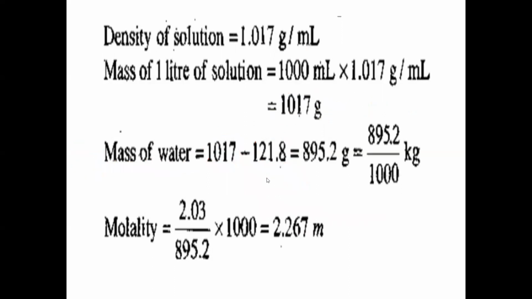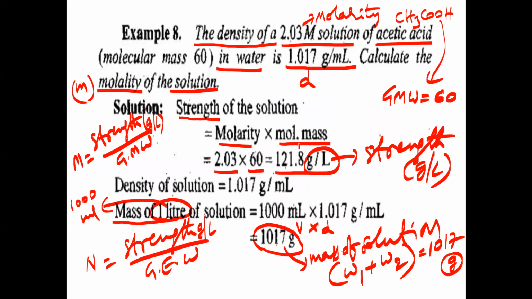121.8. Okay. So here, what is 121.8? It is the molarity times the molecular weight, which gives the strength. Strength means how many grams of solute are present in 1 liter. So 121.8 grams of solute is present in 1 liter.